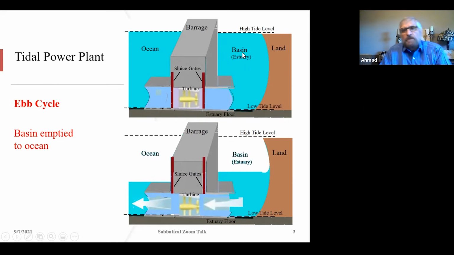For that, of course, we need a large basin and several hundred feet of barrage that separates the basin from the ocean, and sluice gates that allow us to control the water flow. When both the ocean and the basin are at high tide, we close the gates and we wait for the ocean to go to low tide. And then we open the gates and we allow the basin to empty itself over the turbines into the ocean and generate power in the ebb cycle.